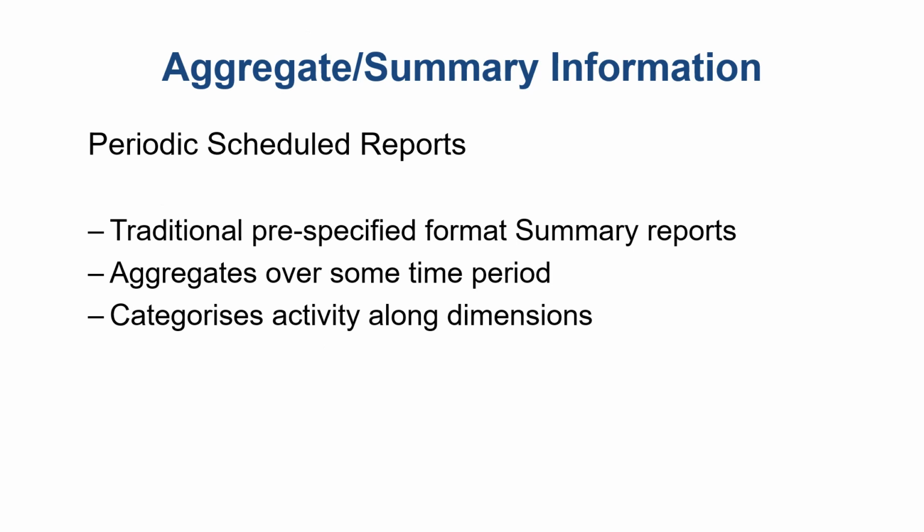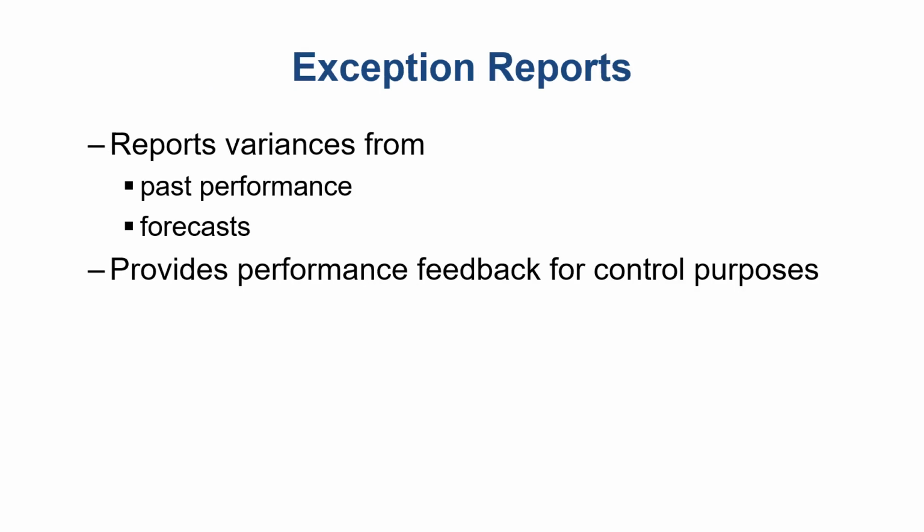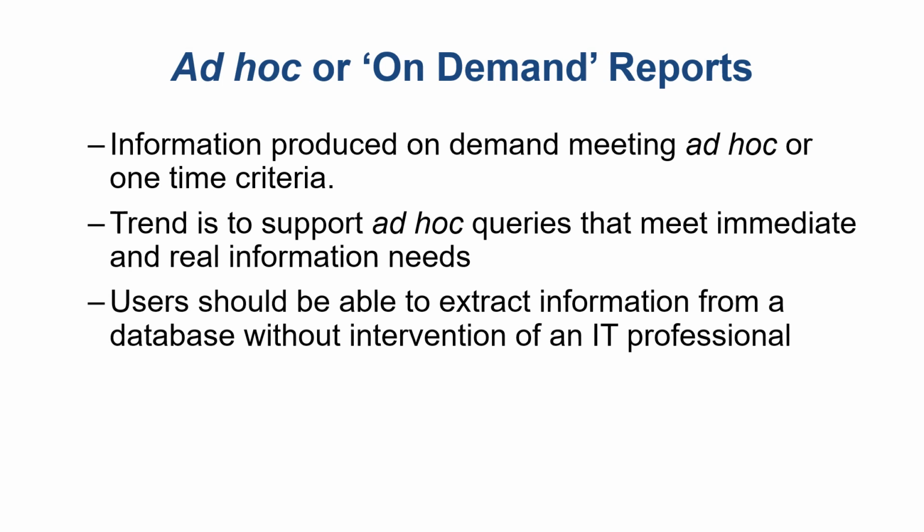You might well have to produce some periodic and scheduled reports. So think about what that report looks like. And again, in your system, document the type of reports that will be produced at what stage. Exception reports, those are ones that are used to report variance from past performance. So useful if we're looking to see where things might be changing that we need to be aware of and understand why that change is happening.